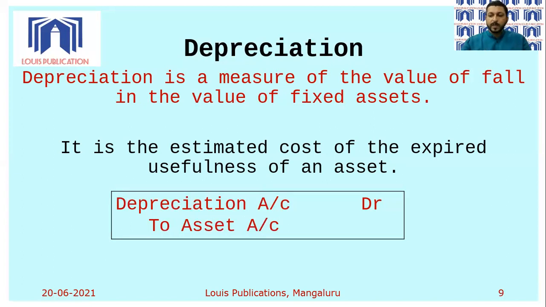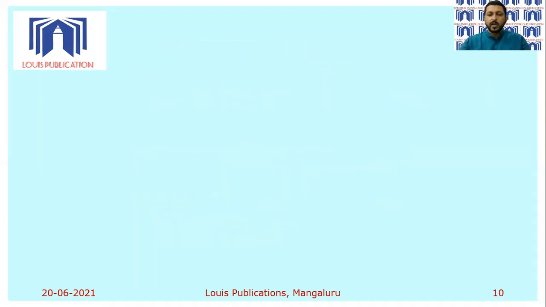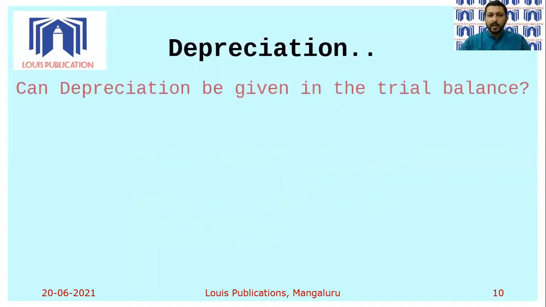So debit all expenses and losses. So depreciation account is debited to asset account. When we are depreciating, asset value is going to decrease. So the decrease in value of the asset account is credited. That is the application of the American rule. So this is the adjusting entry for depreciation. That is, depreciation account debited to asset account.